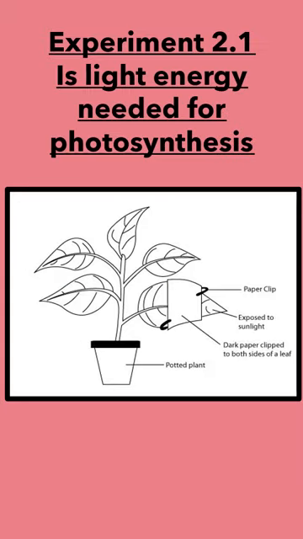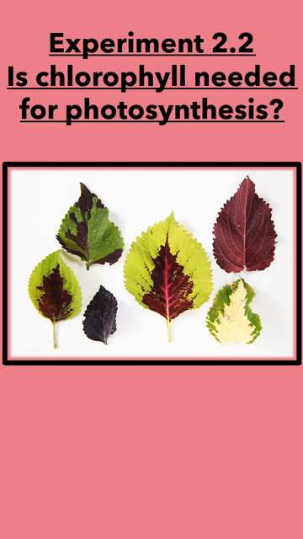Okay, so the factors required for photosynthesis are sunlight and chlorophyll. This is a variegated leaf. As you can see, this part is the green part, so dark blue will be seen at that part, because starch is produced here.